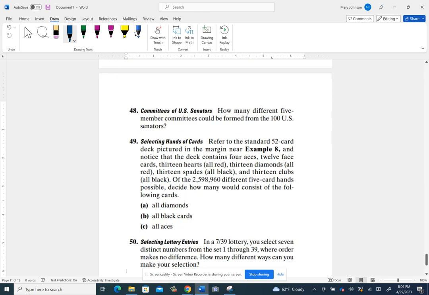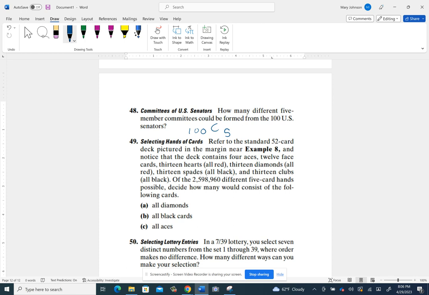All right, let's go down and look at this one. So here we're picking committees of U.S. senators. How many different 5-member committees could be formed from the 100 U.S. senators? 100 senators choosing 5 to be on a committee. So we're choosing 5, and it's not like one person on the committee has a higher rank than the other. So that's why it's a C.